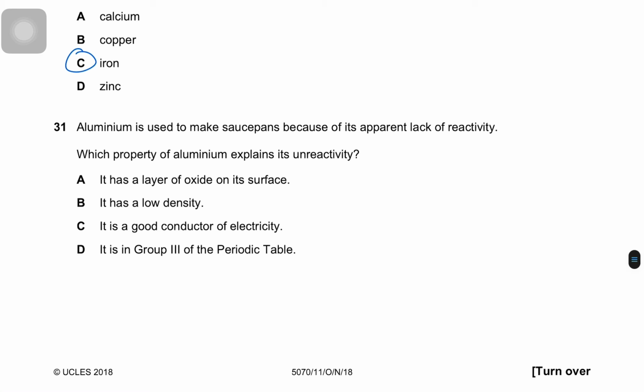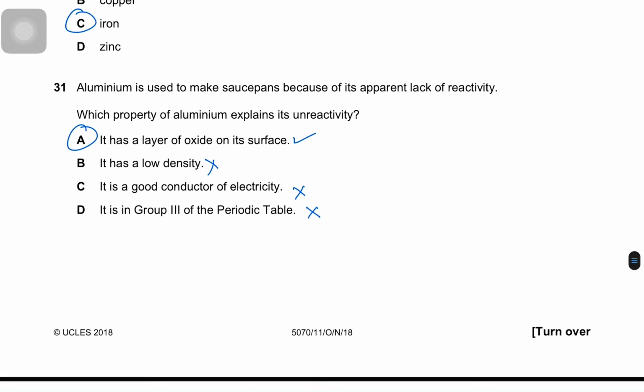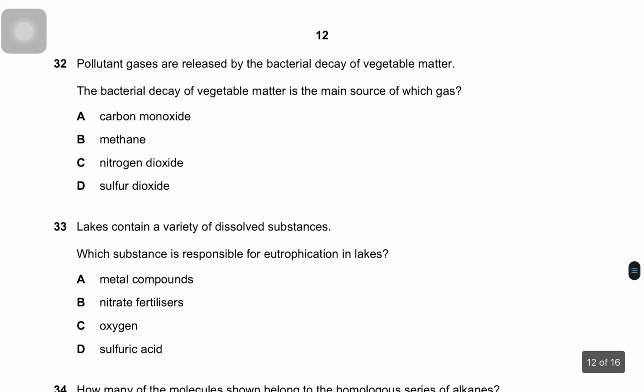Aluminium is used to make saucepans because of its apparent lack of reactivity. Which property of aluminium explains its unreactivity? It has a layer of oxide on its surface. That is very true. It has low density. Yeah, but that is not related to lack of reactivity. It is a good conductor of electricity. Yeah, but again, not connected to the idea of lack of reactivity. It is in group 3 of the periodic table. Again, a true statement, but it does not define lack of reactivity. It makes a layer of aluminium oxide, which covers its surface.